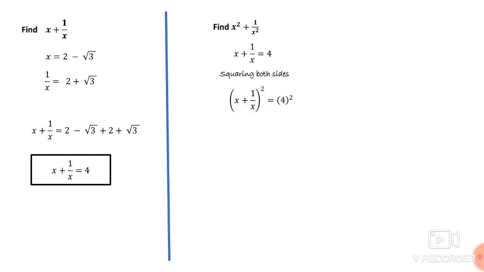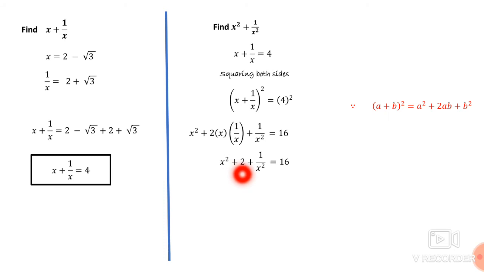It means we have to apply the formula a plus b whole square, which is equals to a square plus 2ab plus b square. In place of a, we will put x, and in place of b, we will put 1 upon x. Putting the values, we will get x square plus 2x 1 upon x plus 1 upon x square equals 16. This x and this x will be cancelled out, and we are left with x square plus 2 plus 1 upon x square is equals to 16.